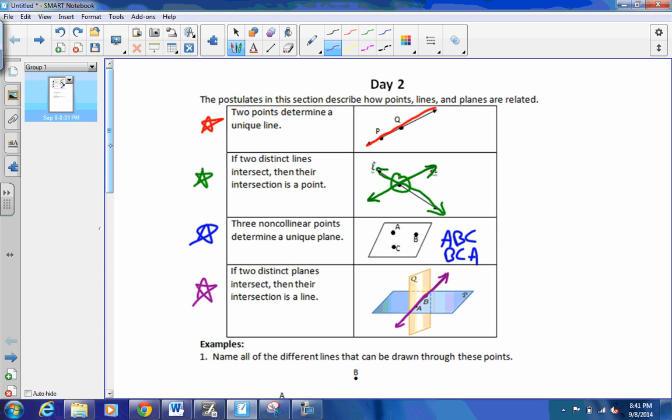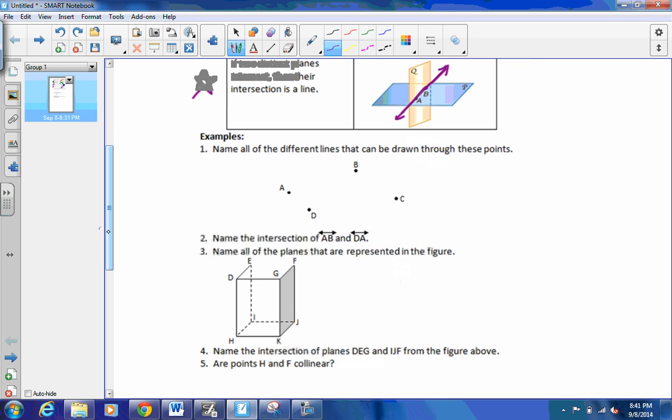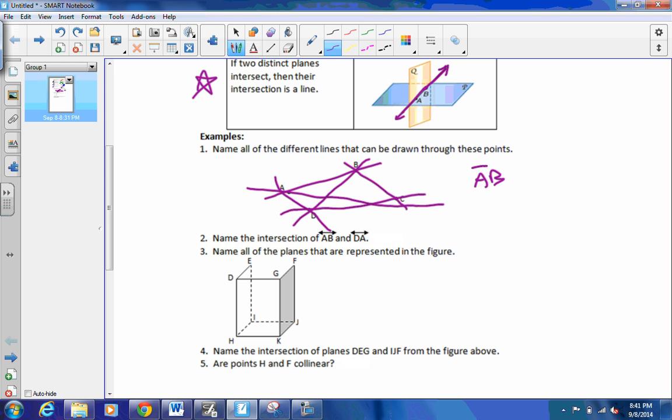But now a couple things that we could use this for. First of all, and this is straight from your notes, number 1 says name all the different lines that can be drawn through these points. Okay, so there's a whole bunch of them. You can think of AB, DC, BC, BD, AD, AC. That was a little bit off, but I believe those are all our lines. So we have AB, and remember, lines need to have the arrows on top so that we know that they're lines.